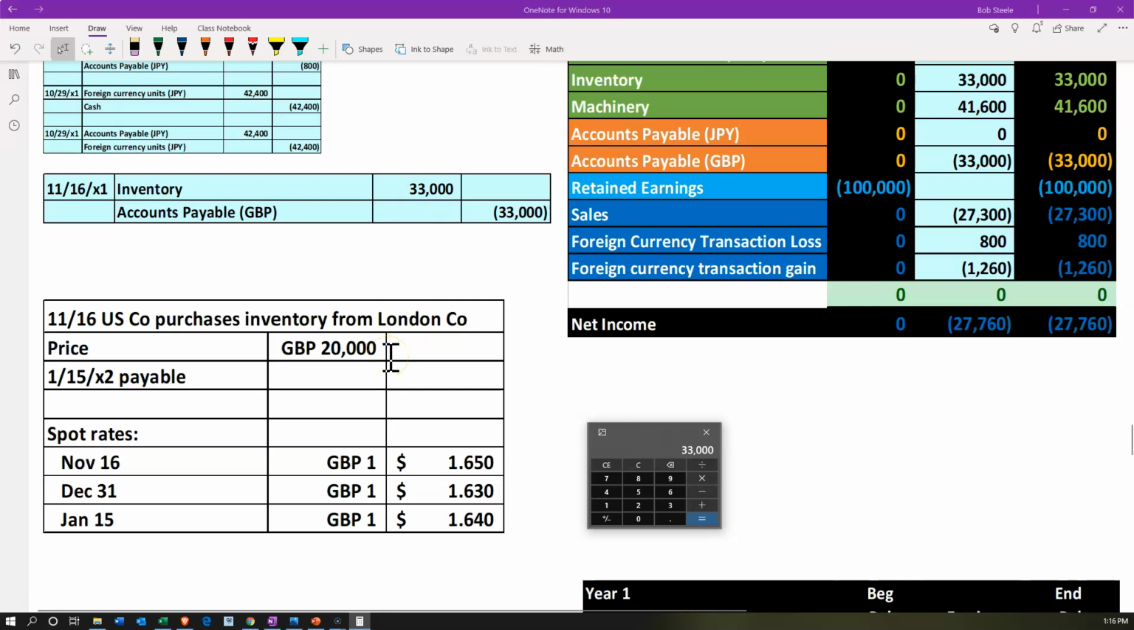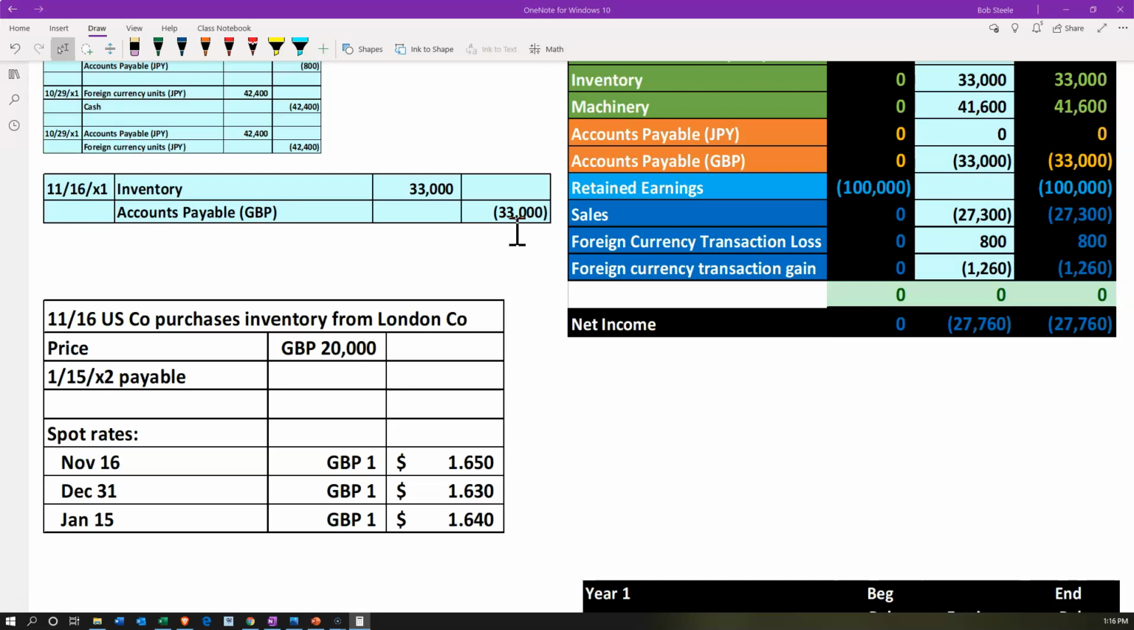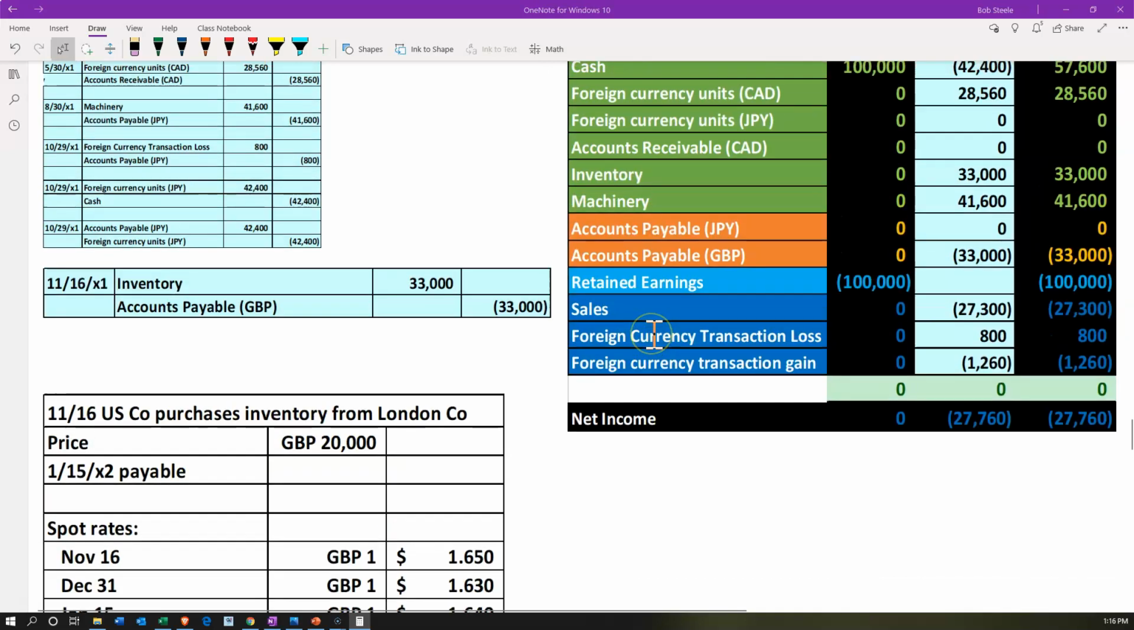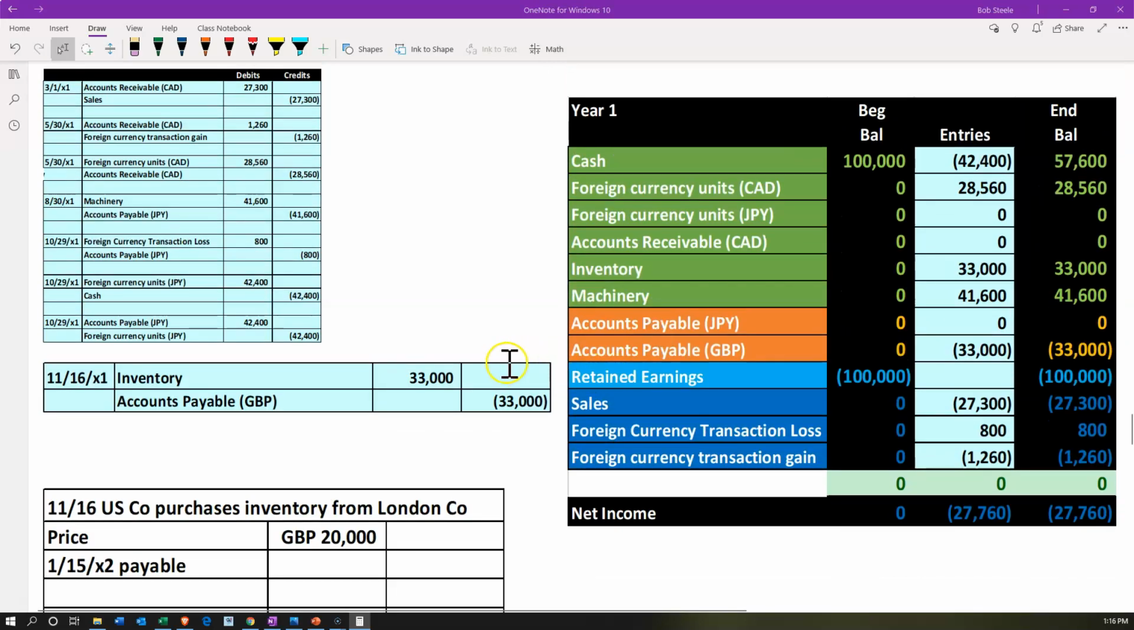pounds, and we're going to be paying that 20,000 pounds next year, January 15th. And then we have the payable on the books, which we're going to value in US dollars at 33,000 payable, even though we're actually going to be paying 20,000 pounds next year, because we're going to just value it in what we have at this point. So the inventory then goes on the books at the 33,000, and the liability goes on the books in basically the dollar equivalent of the 33,000.